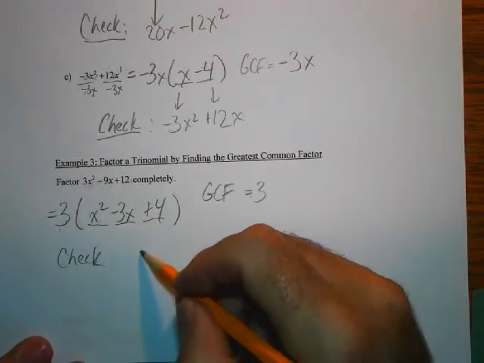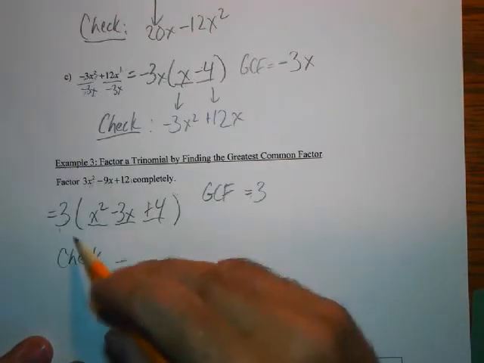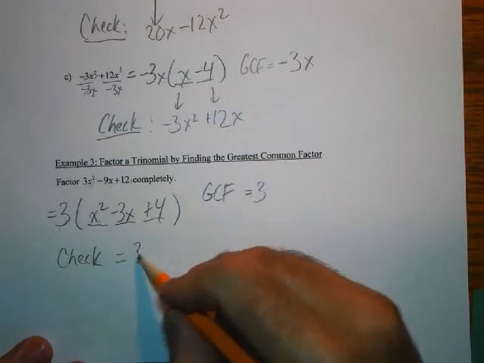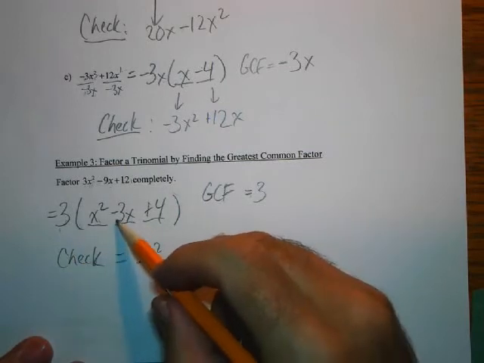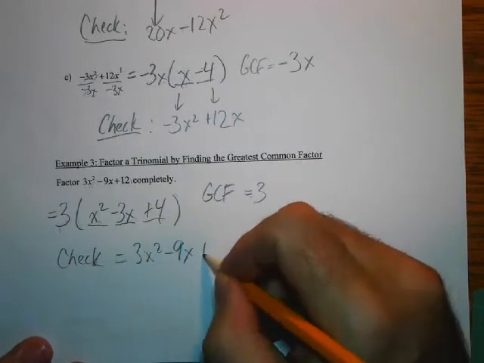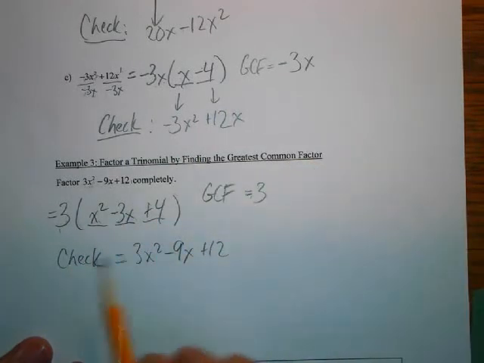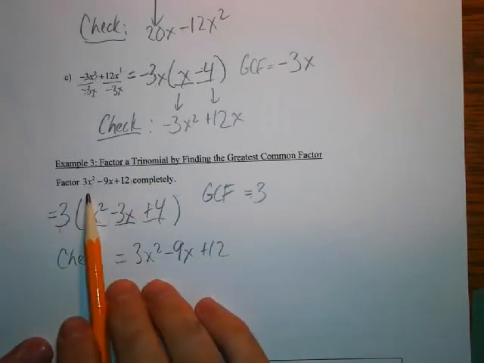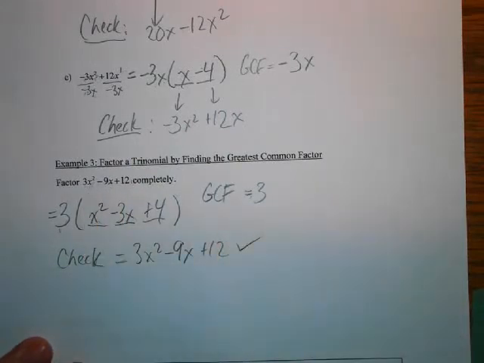So when I multiply 3 times x squared, I get 3x squared. Multiply 3 times -3x, -9x. 3 times +4, +12. Is that the original question? Yes, it is. So we're right.